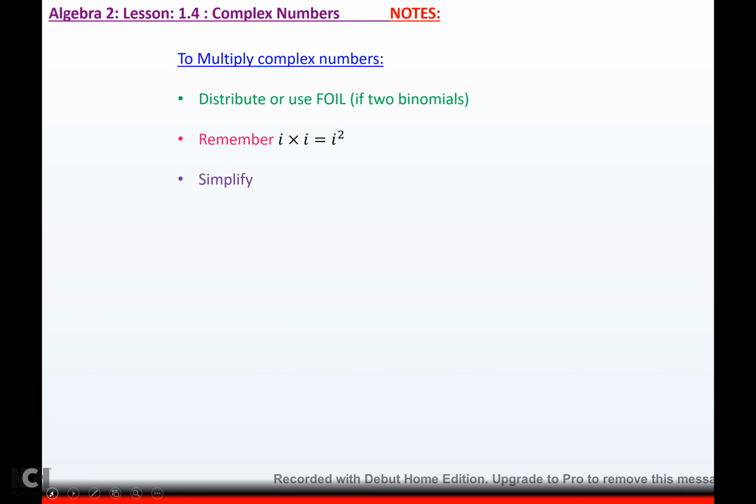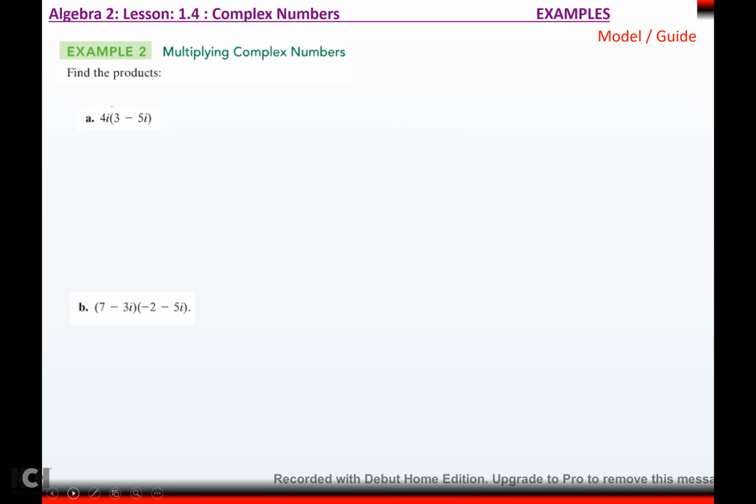Alright, to multiply complex numbers, you're distributing. You can call it FOIL if you have two binomials, but if they aren't both binomials, it's just distributing. And remember that anywhere you see i times i, you get i squared, which turns into a real -1. So when you multiply, again, you're just distributing. But in multiplication, the only thing you have to worry about is if you end up with an i squared. Anytime you end up with an i squared, you have to change it to a real -1.